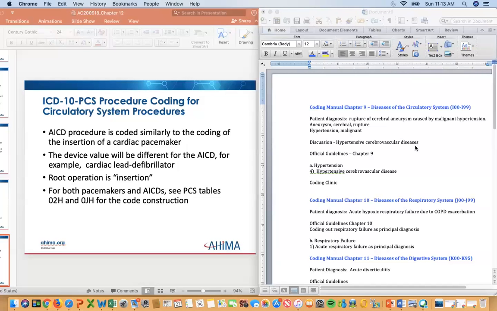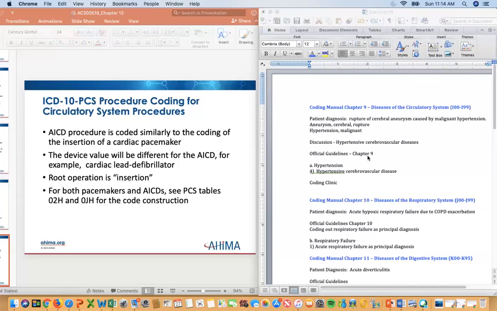And then just keep making your way down through the guidelines, as you'll find intraoperative and post-procedural, a perfect example of those. So I love the examples. They definitely help you understand what the guidelines are used for, and they help you to code out the appropriate diagnosis.